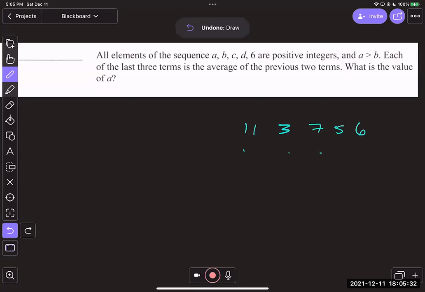You can take a look here just to double check. 11 and 3 add together to 14, so they average together to be 7. 3 and 7 average together to equal 5. 7 and 5 average together to equal 6.